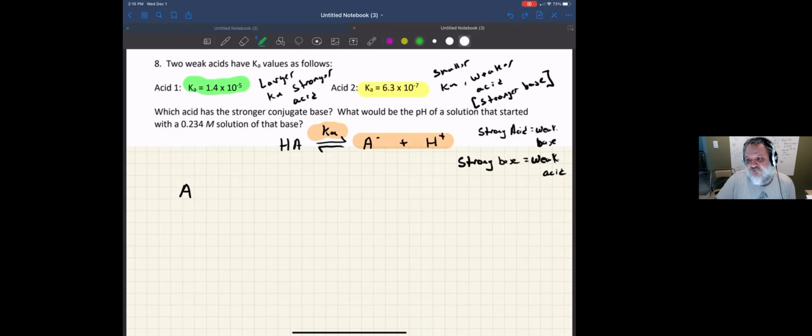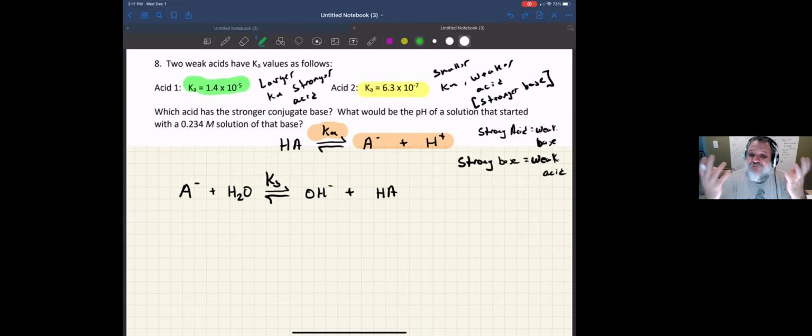And so now we have to think of something completely different. Now that we've thought about that equilibrium, the next part of the question is asking, what's the pH of a 0.234 molar solution of that particular base? And so we have to write down the equilibrium expression of a base acting on water. Now, when it comes to the hypothetical weak acid equation, you can neglect the water because HA can break up into A minus and H plus, and H plus and H3O plus are the same thing.